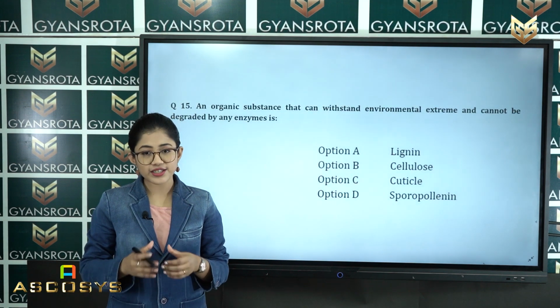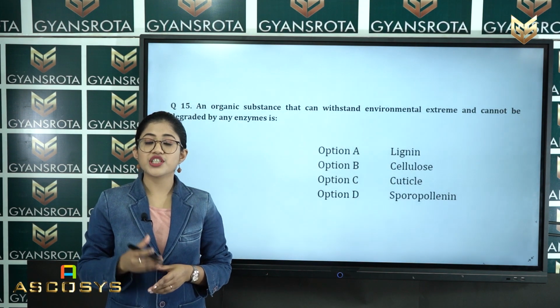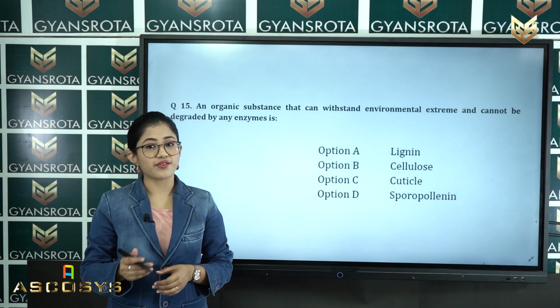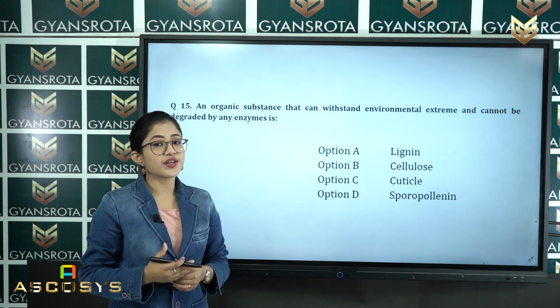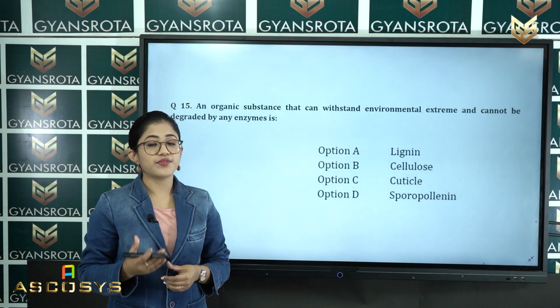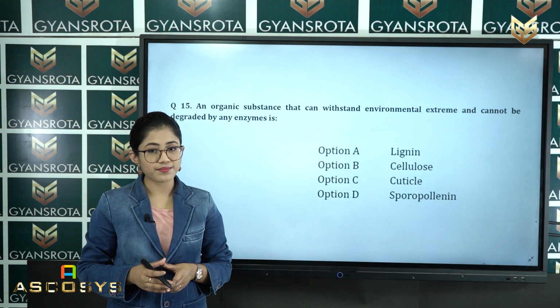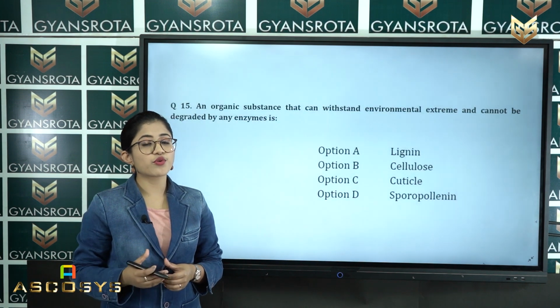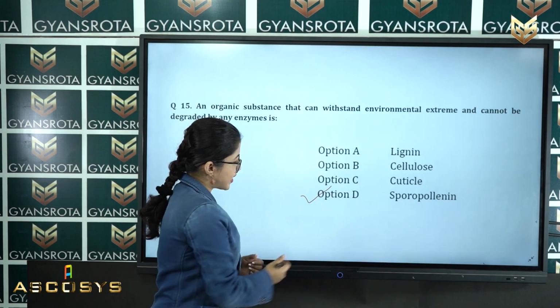Student, this is a very easy question and it has directly come from your NCERT textbook of the chapter Sexual Reproduction in Flowering Plants. So what is the correct answer? Which of the following organic substances can withstand extreme conditions and cannot be degraded by any enzyme? That is sporopollenin, which means option number D is the correct answer.